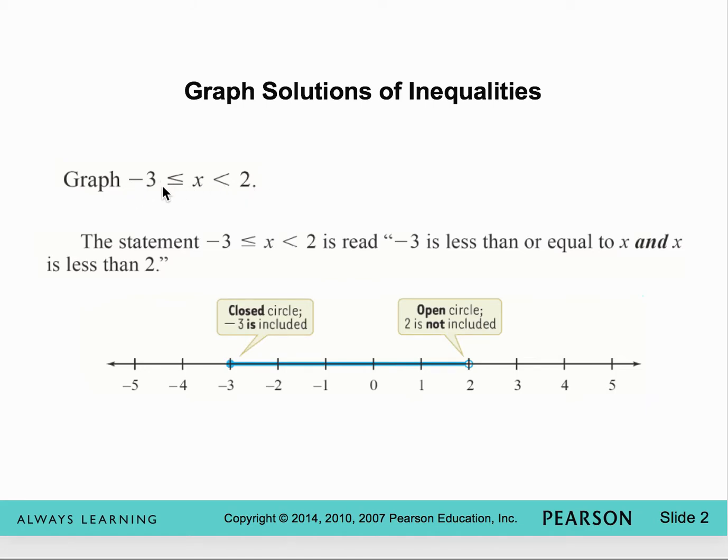If you have a compound inequality, this is a compound inequality. It's read -3 is less than or equal to x and x is less than 2. You could also just say x is in between -3 and 2, including -3. Notice when we had the equal part, we filled in the dot. This doesn't have the equal part, so it's got an open circle. And then you draw the line in between the two numbers.